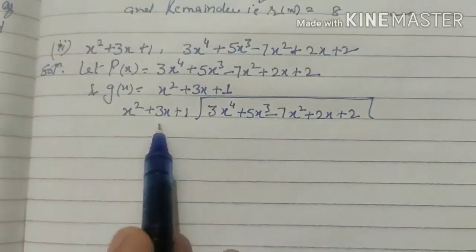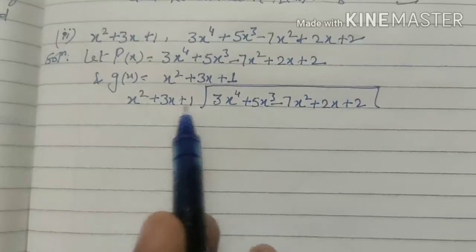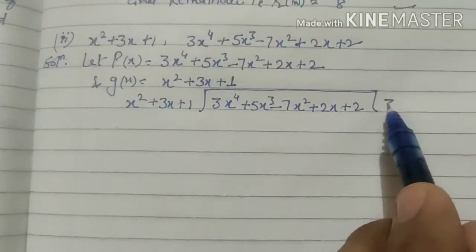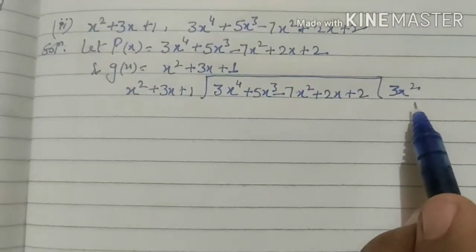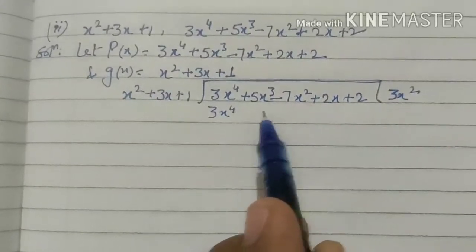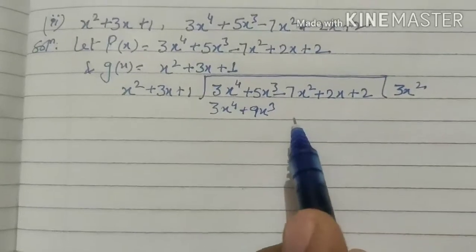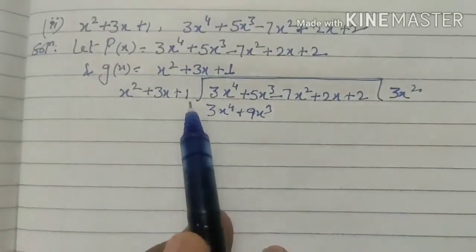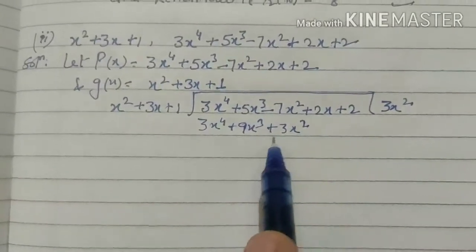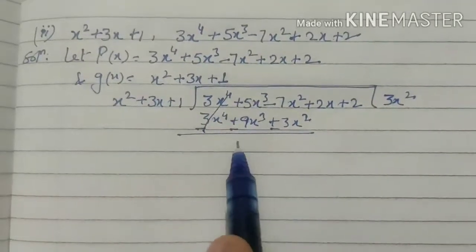The highest degree term of the dividend is 3x raised to power 4. We divide this by the highest degree term of the divisor, x square, so we get 3x square as the first term of the quotient. This becomes 3x raised to power 4 plus 3 threes are 9, 9x cube, and 3x square into 1 becomes 3x square. The sign will be changed, so this term will be cancelled.